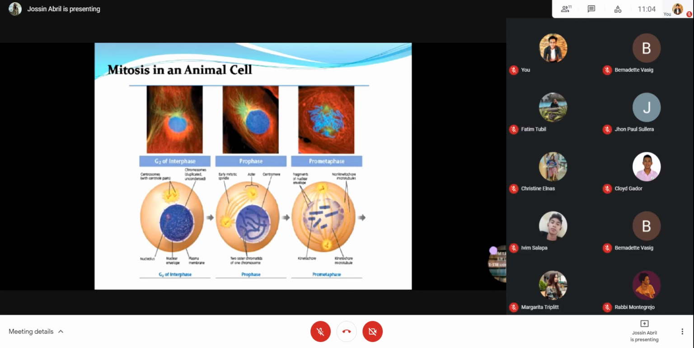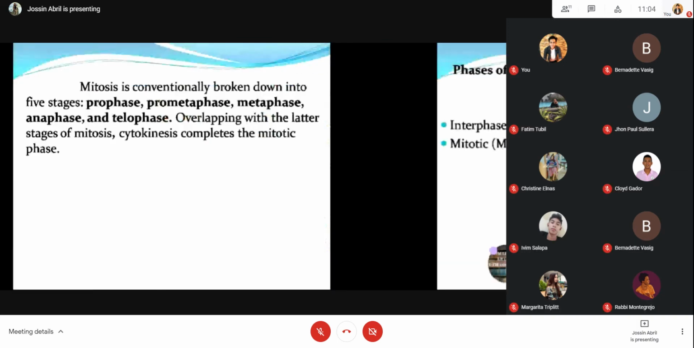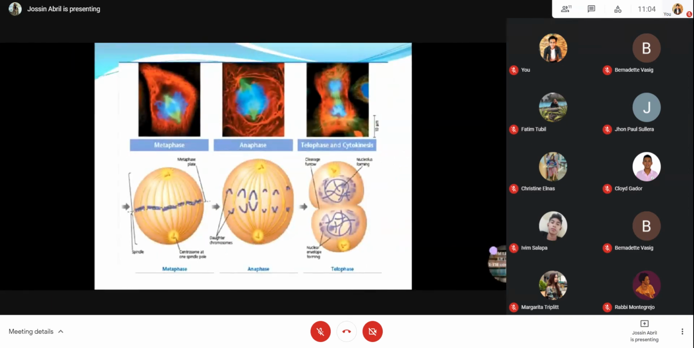Next phase is the metaphase. In metaphase, the centrosomes are now at opposite poles of the cell. The chromosomes have all arrived at the metaphase plate. This metaphase plate is a plane that is equidistant between the spindle's two poles. The chromosome centromeres lie at the metaphase plate, as you can see in the picture.